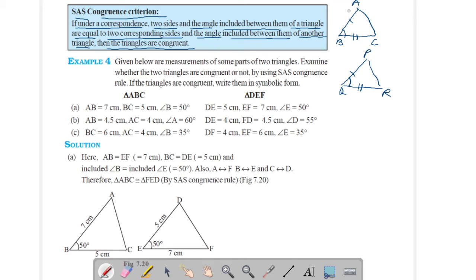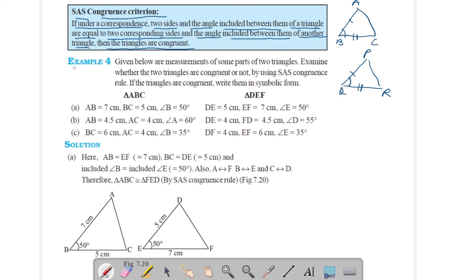That is, these are two sides AB and BC, and angle B is the included angle between these two sides. That is the angle formed by these two sides. Similarly here PQ and QR, and angle Q is the included angle. That is the angle formed by these two sides which are equal. Then these two triangles are congruent by the SAS criterion. If you take another angle, then they are not congruent.